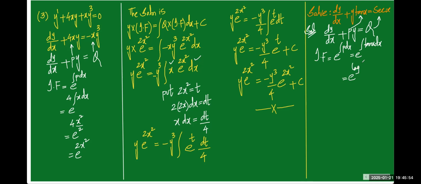Integration of tan x is log mod sec x. So the integrating factor is e power log sec x, but if you continue, e and log become 1. So your answer will be sec x only. No need to write the modulus here. Sec x is your integrating factor.